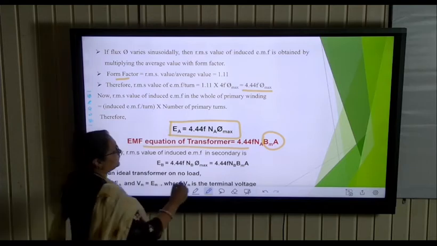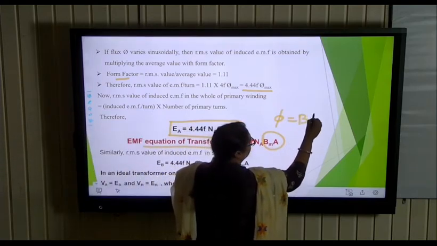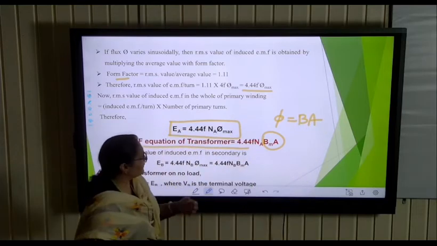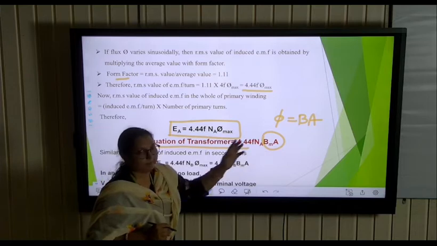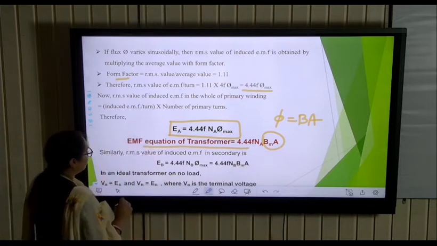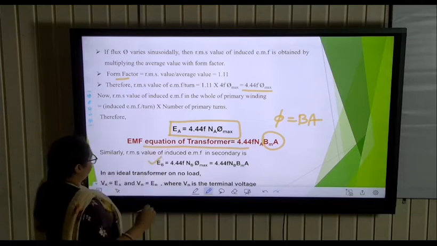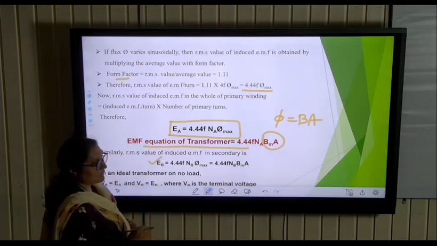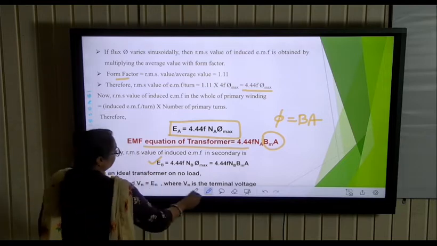Fine. As you know that phi is equal to BA, so this maximum value is replaced by Bm A. That's it. Okay. So what we have discussed is the EMF equation of a transformer. Now what is going to happen on the no load condition, that we will see.